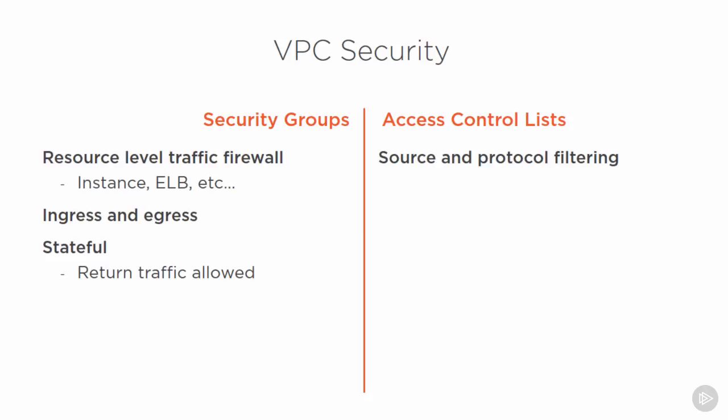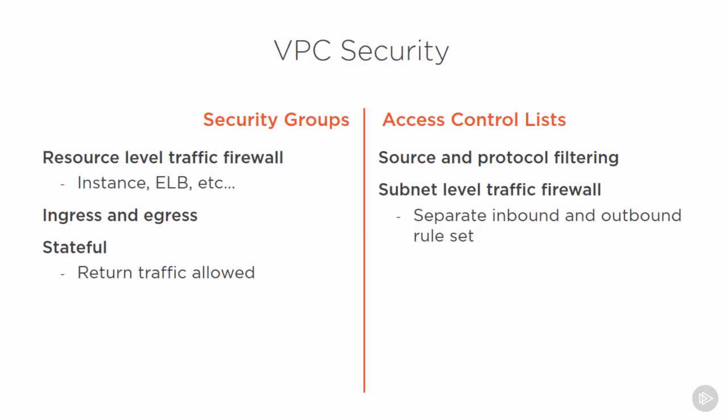From a network access control list perspective, it's a source and protocol filtering. So it gives you a lot more granularity over what you can control. It's a subnet level traffic firewall. It separates inbound and outbound traffic and rule sets. It's stateless, which means traffic is strictly filtered, which means the return traffic is not automatically implied as allowed. You literally have to allow that. We're going to cover VPC security in greater detail in a later lesson.